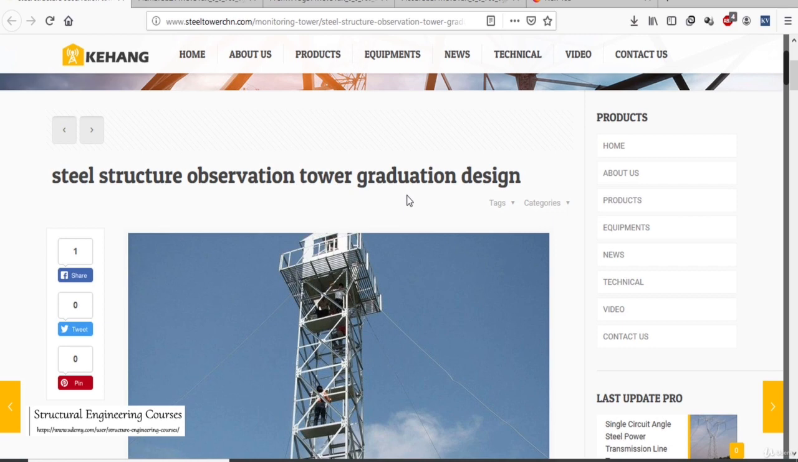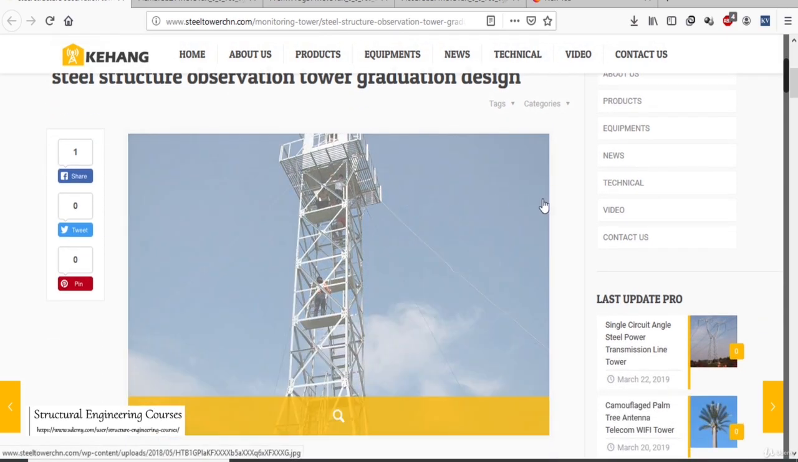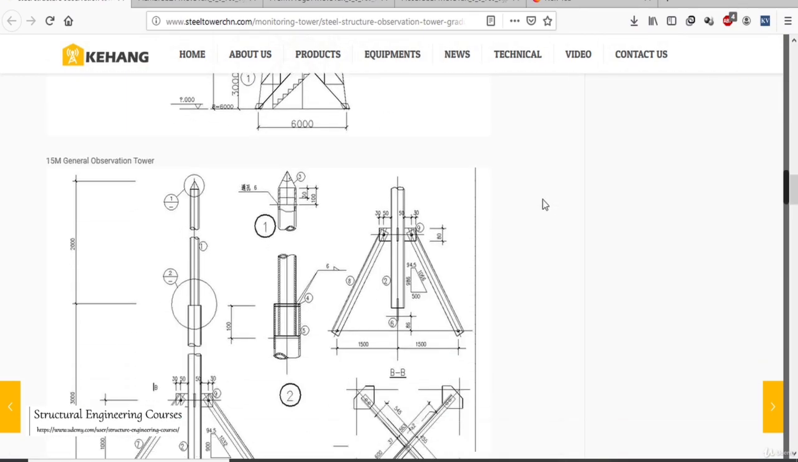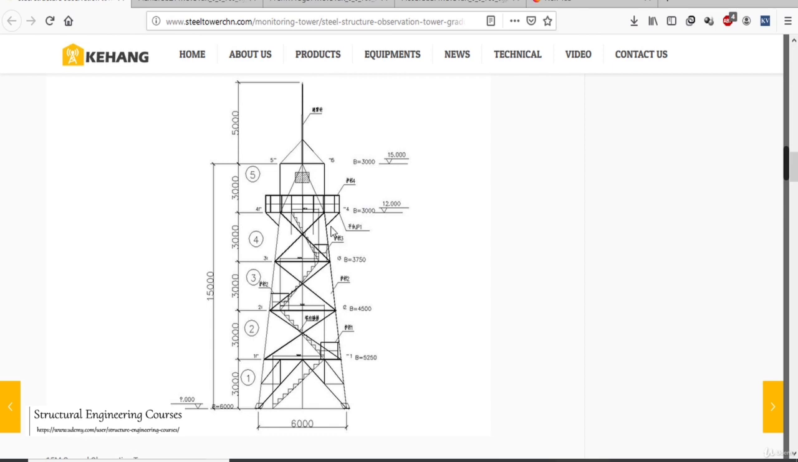So in the previous lectures, we have learned much about the basics of the steel towers, how they are used and how they are made. Now in this lecture, we shall try to model this typical watchtower. This is the elevation of the watchtower. Here you can see that there are various levels. There are 1, 2, 3, 4 and 5 into 3000, that is 15,000 mm.